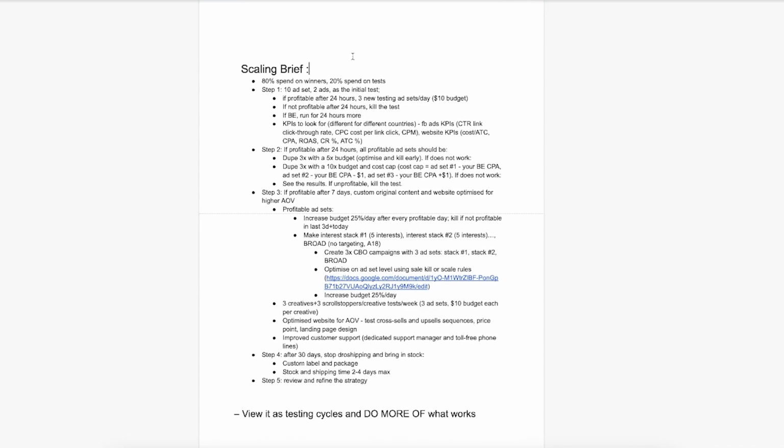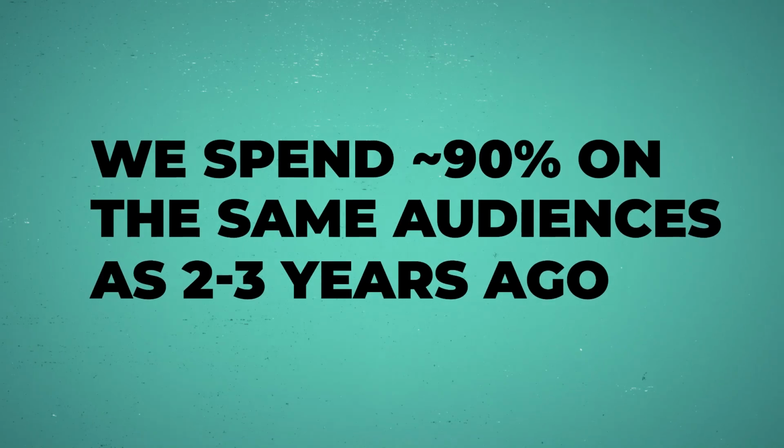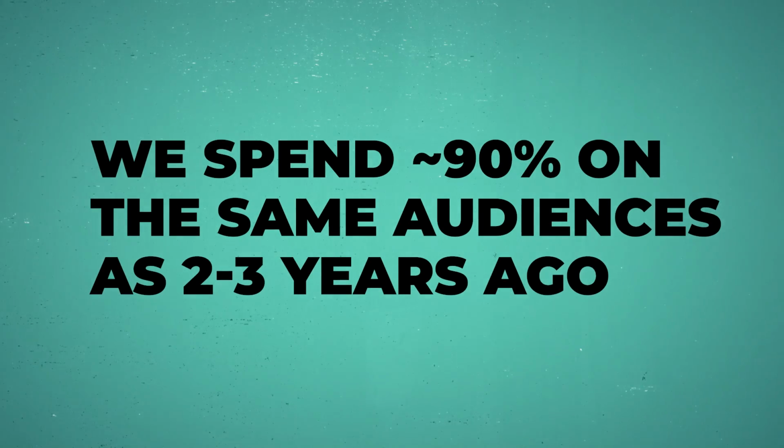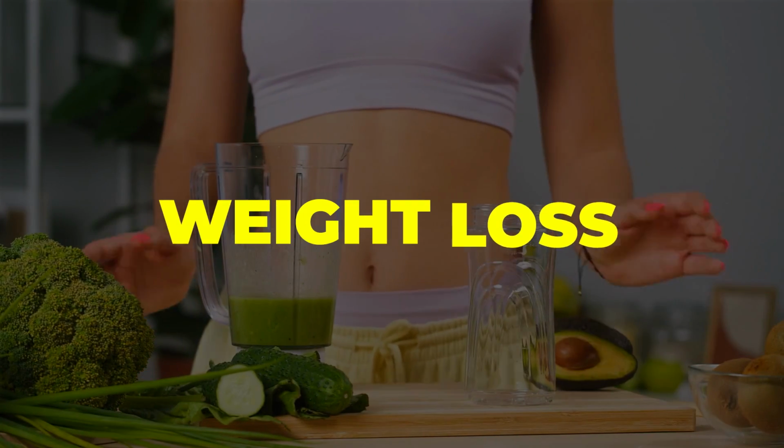And guys, I wanted to share with you the scaling brief, right? Once you have this foundation of the targeting options, here is what you can do. You would spend 80% of your advertising spend on winners and 20% on tests. In our business, we would spend 80-90% of the budget on audiences that we've had 2-3 years ago. Let's say the audience weight loss.